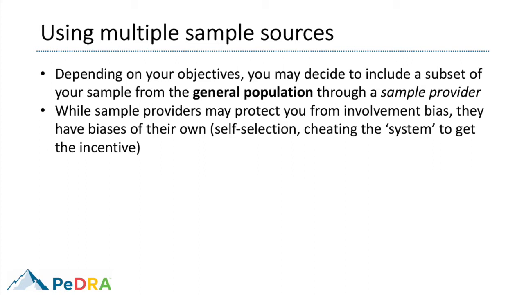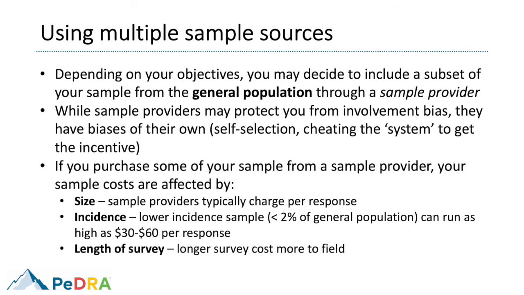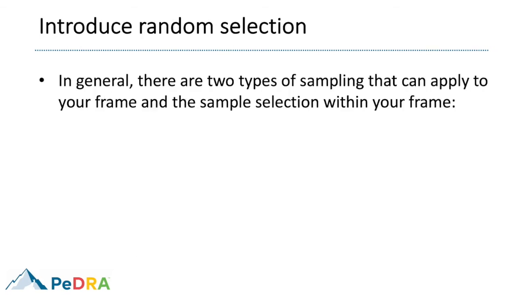Most of the people on the lists have opted in, so there's a self-selection bias, and they receive an incentive to complete surveys. So you can get folks who are gaming the system and answering as many surveys as possible. Sample providers will charge you per response, and the harder it is to get those people, the more it will cost. And the length of the survey also increases your cost. The longer it is, the more expensive it will be.